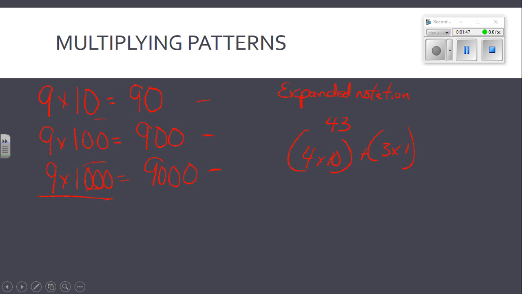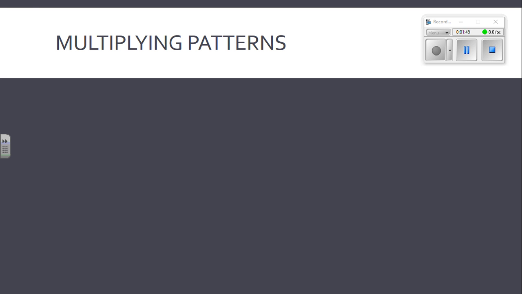Let's look at another problem. What about 6 times 10, 6 times 100, 6 times 1,000? What do we get? 60, 600, 6,000. Very good. Noticing anything yet? Let's try one more and then we'll talk about what we notice.